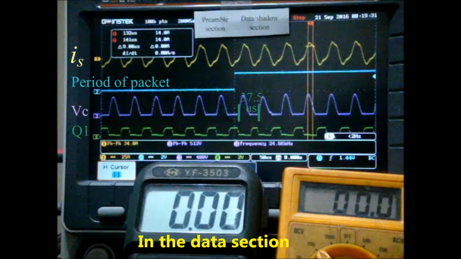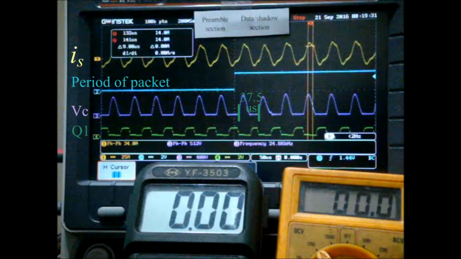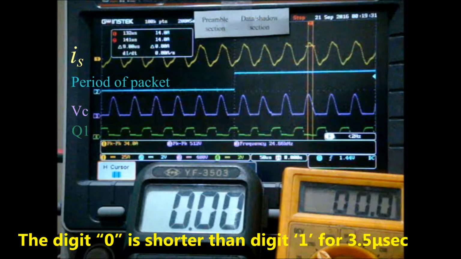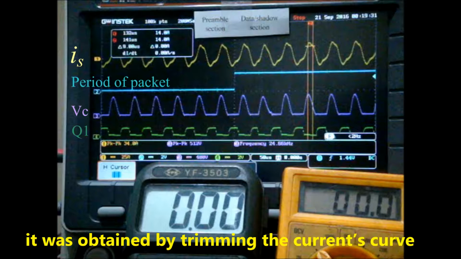In the data section, there are digit 0s with modulation. The period is 37.5 microseconds. The digit 0 is shorter than digit 1 by 3.5 microseconds. We call it delta tau. It was obtained by trimming the current curve.